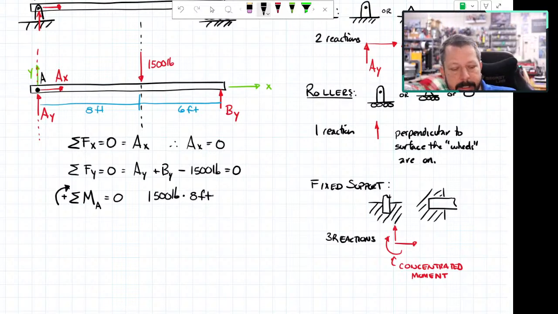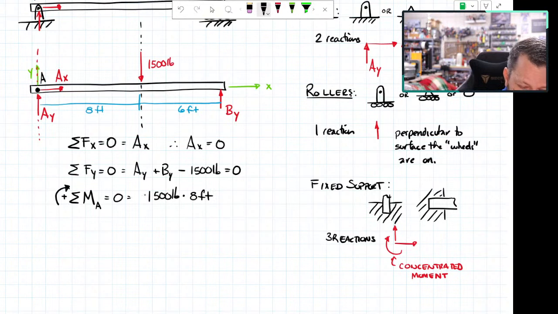Now I need to say, is that positive or negative? So if I look at just the 1,500 pounds and imagine that my little beam here really is pinned, like there's a bolt at point A and it's allowed to spin around that bolt, then which way would the beam spin? And it would spin clockwise. So according to my setup, this is a positive moment. So the quantity here is positive.